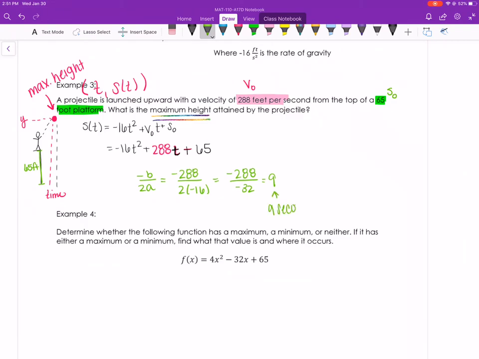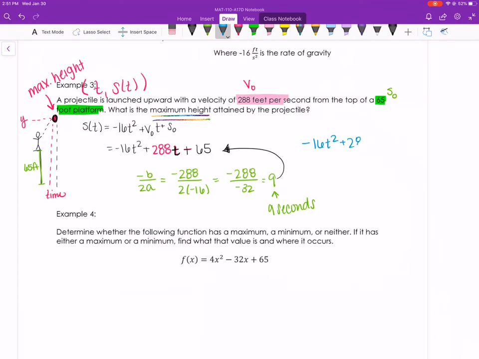Okay, now 9, that's time. That's 9 seconds. So I shoot my projectile, whatever I'm throwing, a ball. I throw it up. After 9 seconds, it's going to be at the top of that projectile. It's going to be up here on the top. I want to find, though, how high is it. So that's the y value. So I'm going to take 9, and I'm going to plug it in back there.